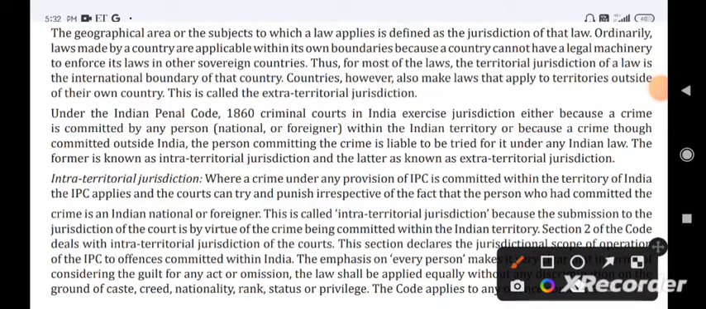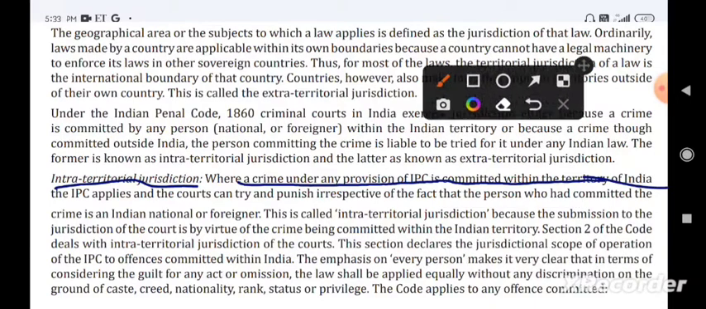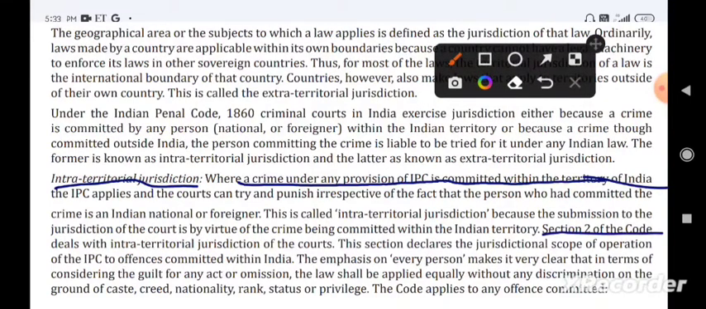Intra-territorial jurisdiction is where a crime under any provision of the IPC is committed within the territory of India. Section 2 of the code deals with the intra-territorial jurisdiction of the courts.